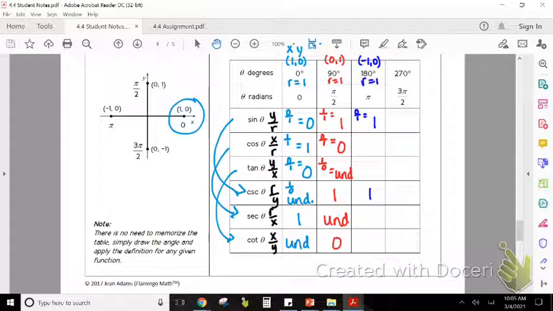Cosine is x over r. So negative 1 over 1 is negative 1. Its reciprocal is secant, so secant, the reciprocal of negative 1, is negative 1. And then tangent. Tangent is y over x. So 0 over negative 1, which is 0. The reciprocal of 0 again is undefined.